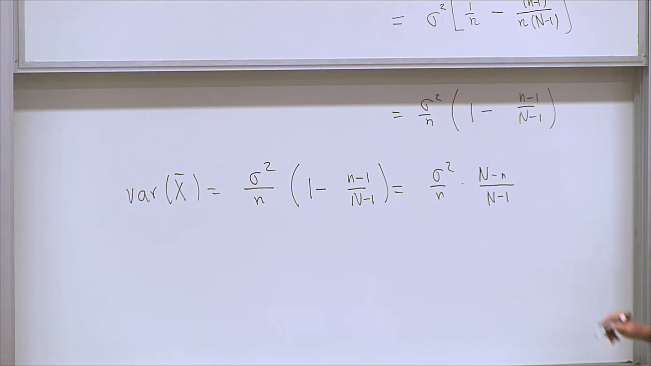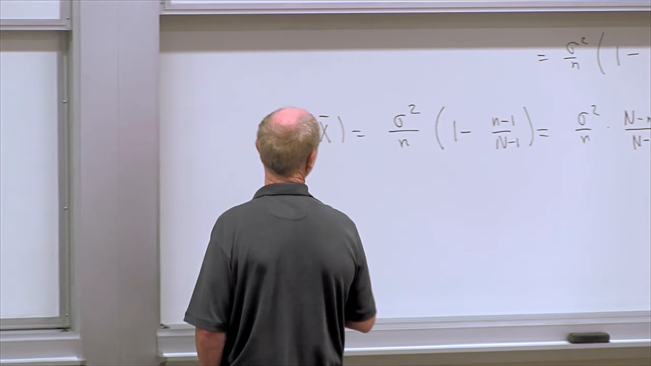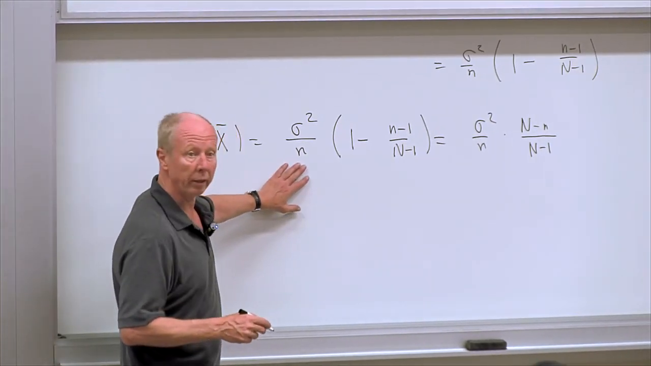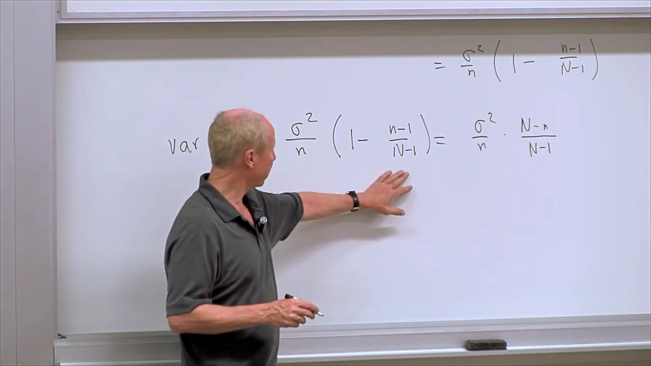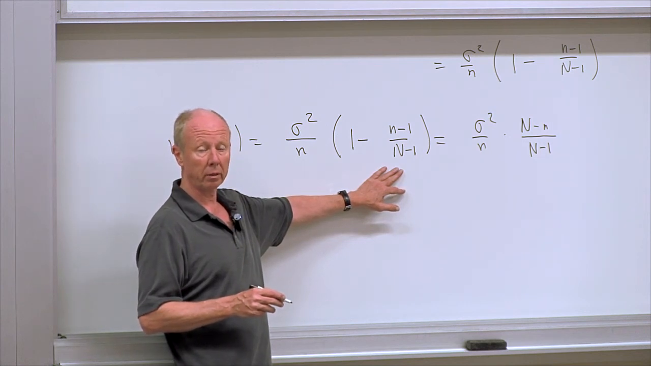Okay, so this is for simple random sampling. What did we get when the x's were independent? We got this. This is what you get when the xi's are independent. When they're from simple random sampling, there's this factor that has to be multiplied by that. Okay.